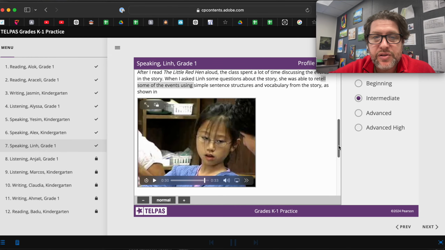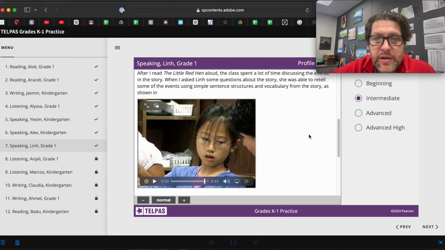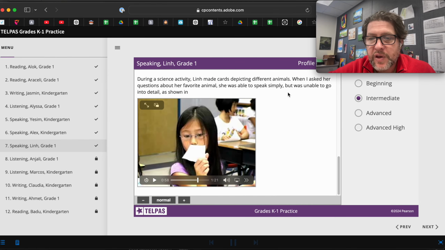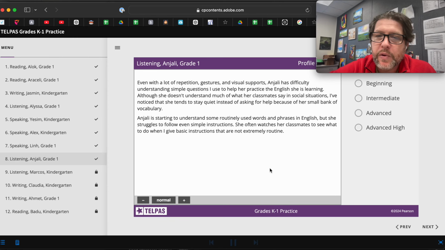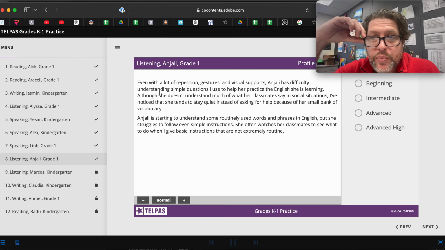It's just simple sentence structures and simple vocabulary. Okay, not a lot of detail. Let's keep going. All right, grade 1 listening. Even with a lot of repetition, gestures, and visual supports, okay, we already know we are not at the advanced or advanced high level because it's a lot of repetition, gestures, and visual supports. So we already know we're in beginner or intermediate.